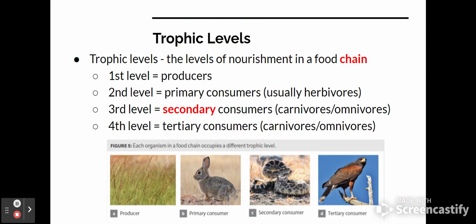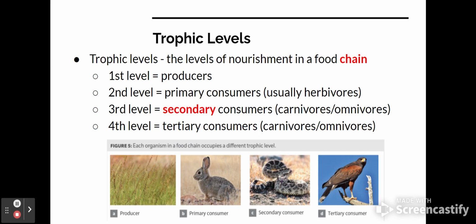Now, there are different trophic levels, which are the levels of nutrient in a food chain. Trophic levels. The first level is the producers. Okay, they make their own food, the plants. The second level are the primary consumers. They're usually the herbivores, so they eat only plants. The third level are the secondary consumers. They're usually the carnivores or the omnivores. They usually eat plants and animals.